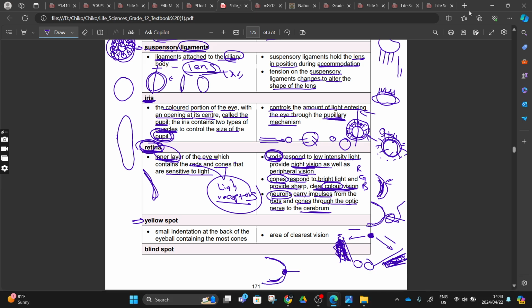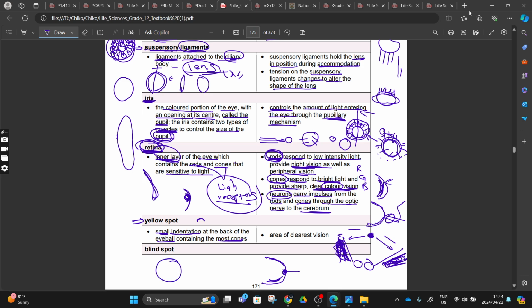But our yellow spot here is a small indentation. A small indentation, sort of like a curve. We have our retina like this, right? This will be our retina, and then we will have something like this, sort of digging in, right? Having a semi-small indentation at the back of the eyeball, containing the most cones. So this small portion here has more cones, right? So it's a smaller circle.